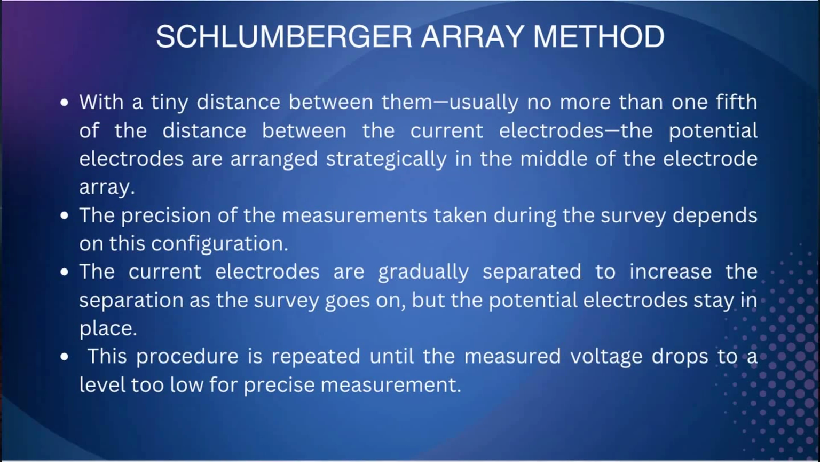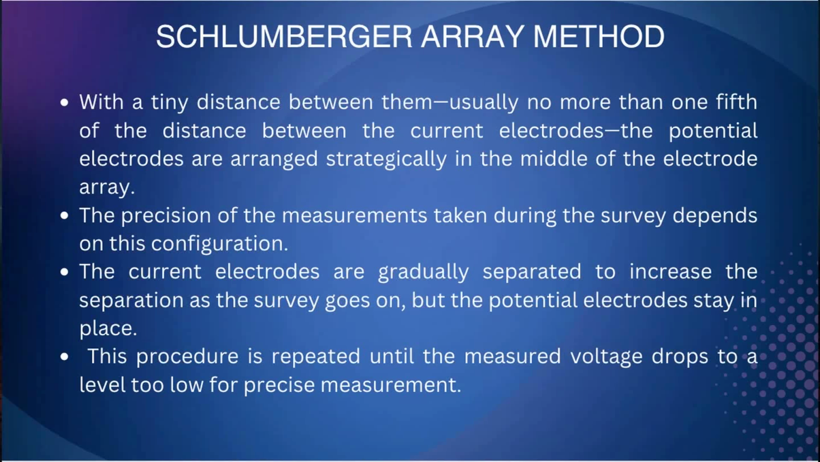With a tiny distance between them, usually no more than 1/5 of the distance between the current electrodes, the potential electrodes are arranged strategically in the middle of the electrode array. The precision of the measurements taken during the survey depends on the configuration. The current electrodes are gradually separated to increase the separation as the survey goes on, but the potential electrodes stay fixed in place. So this is another difference.